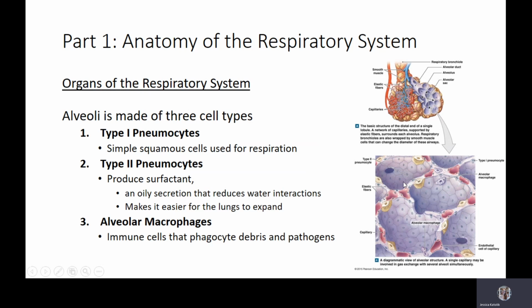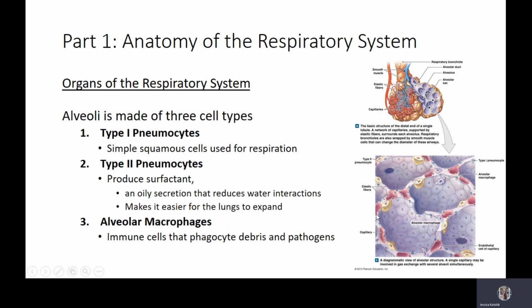And so what we can see here is the type 1 pneumocytes are going to be actually the simple squamous epithelium that we talked about. These are the thin cells that are going to be responsible for respiration and the exchange of oxygen and CO2.